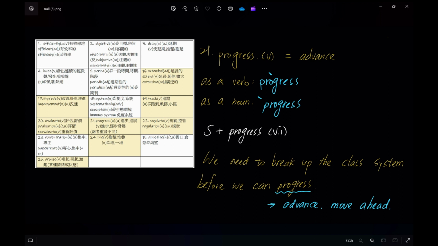So somebody progresses. Okay, progress is not a transitive verb. It's actually an intransitive verb, which means you don't necessarily need an object after that. So take a look at the example that we have. We need to break up the class system before we can progress, before we can move on, before we can advance. So you see, you do not need an object after progress. And then progress, remember that's a noun.